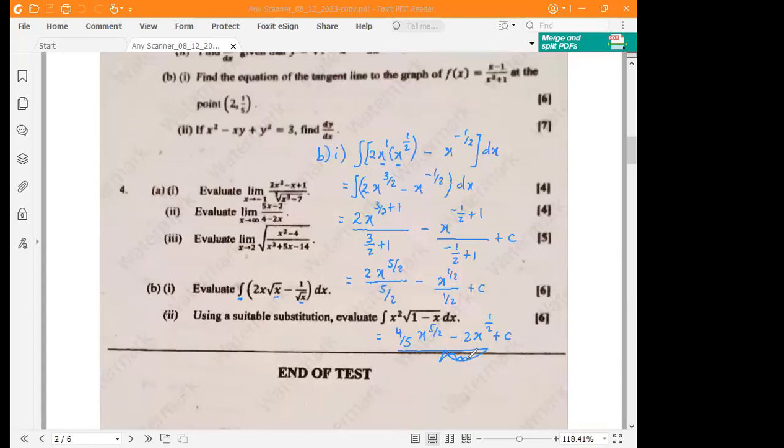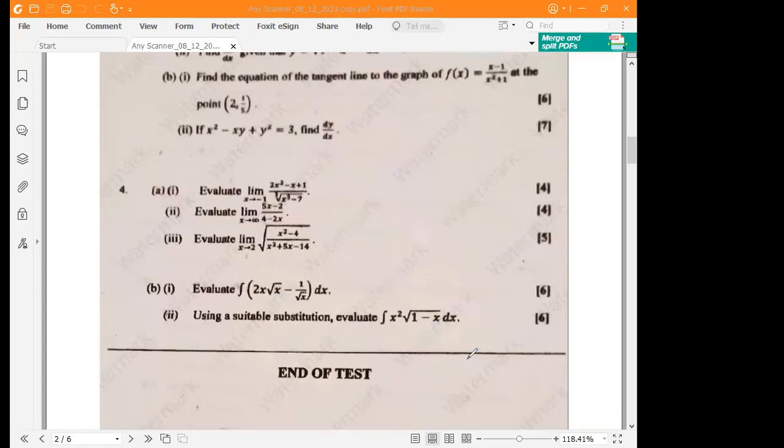We move to the last part, part two. Part two says using a suitable substitution, evaluate this: the integral of x squared times the root of 1 minus x.